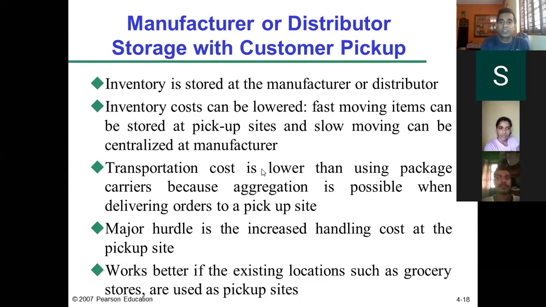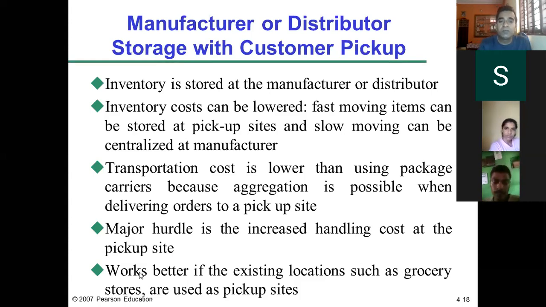Transportation cost is lower than using package carriers because aggregation is possible when delivering orders to a pickup site. All the goods that are going to a common pickup site are aggregated and sent in a single truck, thereby reducing the transportation cost. The major hurdle is the increased cost of handling the pickup sites. For example, if Amazon is using our college bakery as a pickup site, Amazon needs to share or provide some amount to the baker.